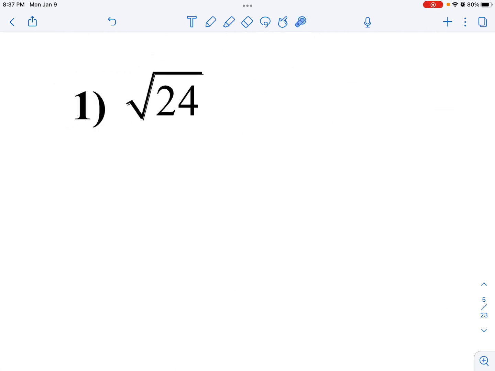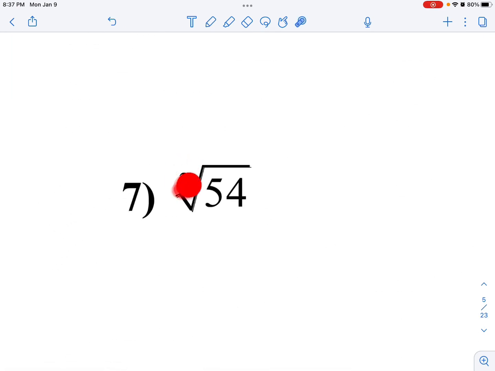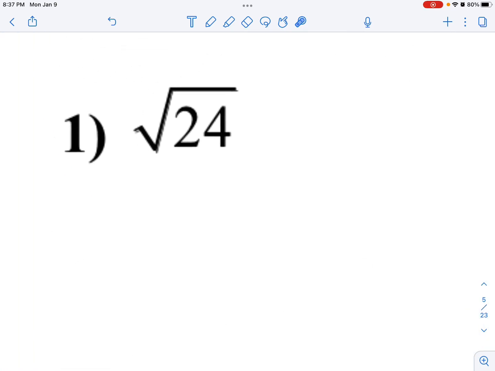24, remember when there is no number right here in front of the radical, that means it's like an understood 2. You don't have to put the 2 there, but as you know, there are other problems where there's a 3 here, or you might even do some different numbers. So if there's no number, we're looking for groups of 2.